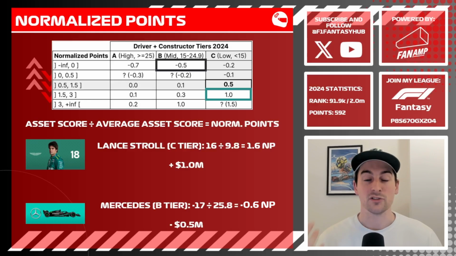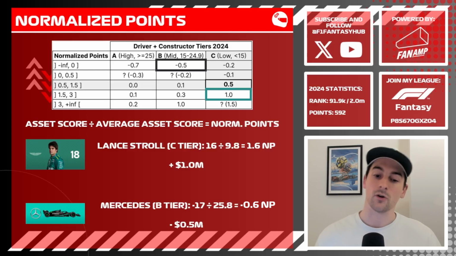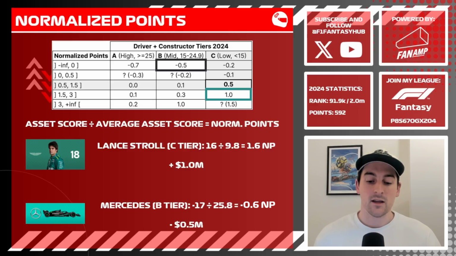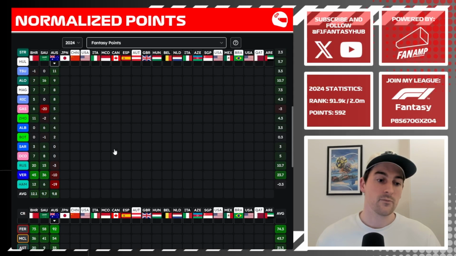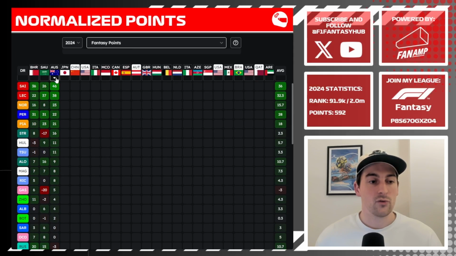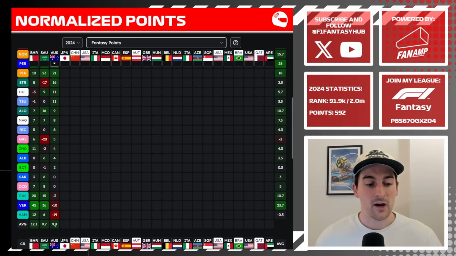So if we take Australia, for example, where Lance Stroll, a C tier asset, scored 16 points, the average asset score for all drivers was 9.8. We can find that out by going over to F1 Fantasy Tools. So just bear with me for a quick second. And we can go to their website. At the very bottom for the week, they have the average asset score for all drivers, 9.8. And we can see Lance Stroll's score of 16 here for Australia.